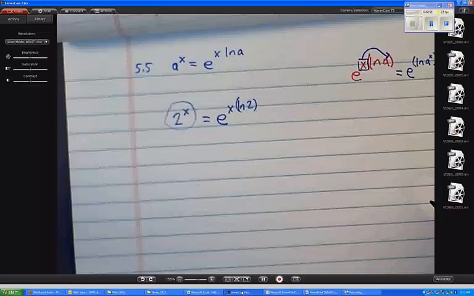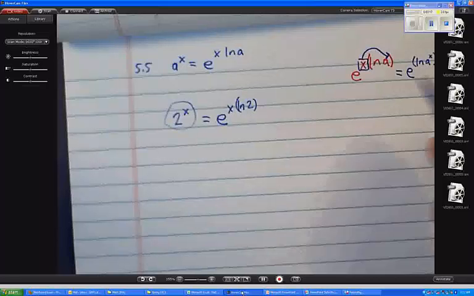Well, e undoes the natural log because they're inverse functions. f of g of x is just x, right? And so that shows that this should be a to the x power. You guys with me?